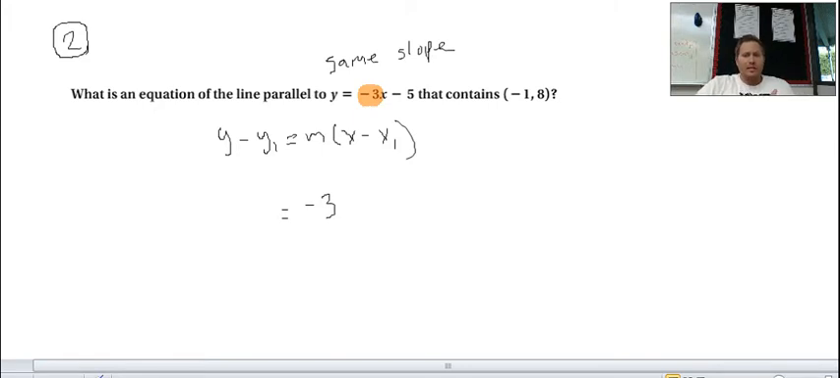Now what I like to do with my points is label them, so I make sure I label this x1, y1. So I know exactly where to put that. I'm going to put that right where it says y1. So this one just says y, so I'm going to write y minus y1 is 8. Then this is going to be x minus negative 1.